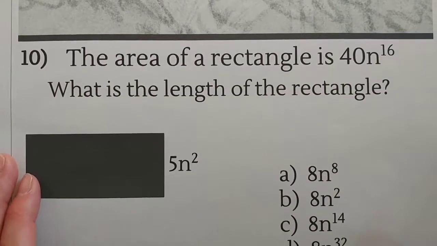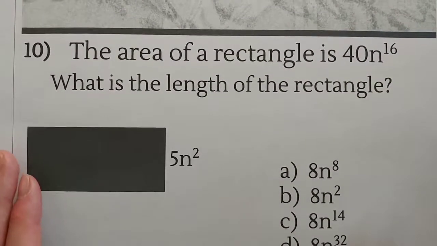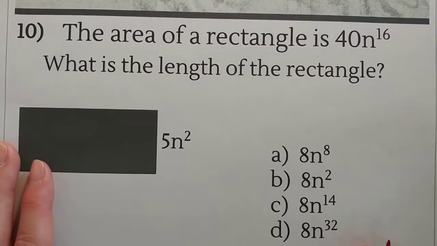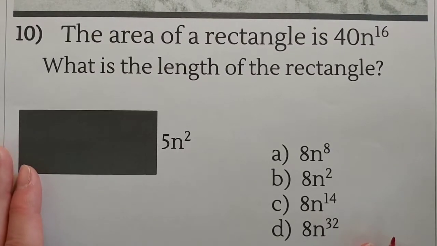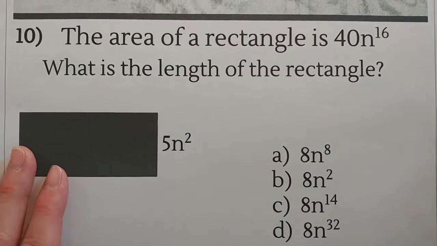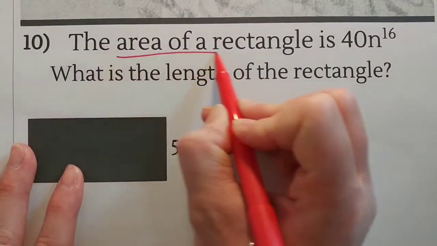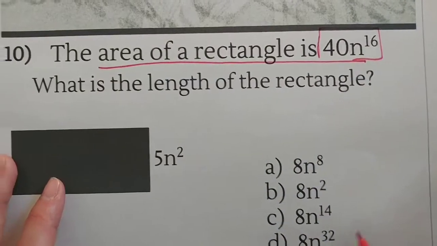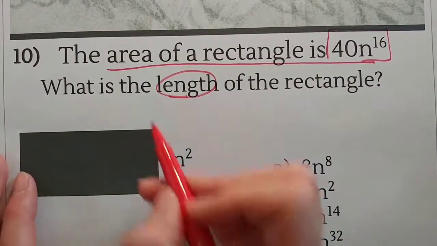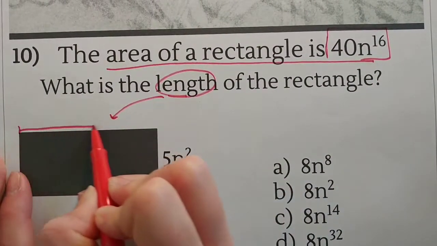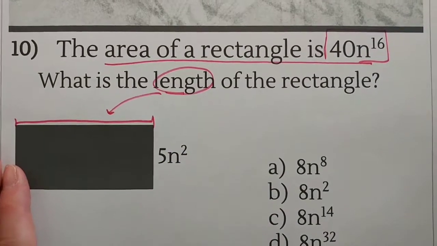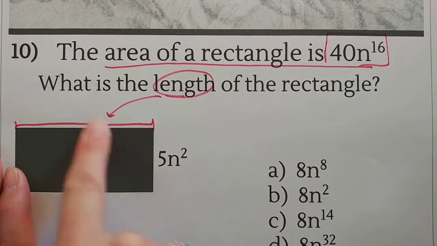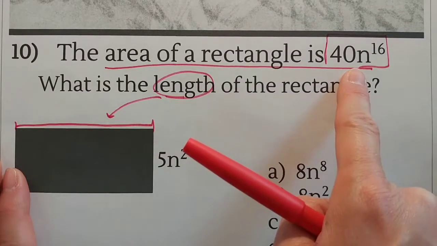Now number 10 is very similar to number 9. Maybe you want to try and pause the video and see if you can figure it out first. Then you can play the video and see if your answer is right. Here it says the area of the rectangle is 40n to the 16th. And we're asked for the length this time. That's this part right here. How long is this? Again, you know that the length times the width equals the area.